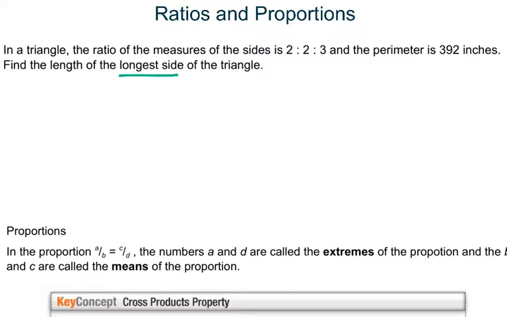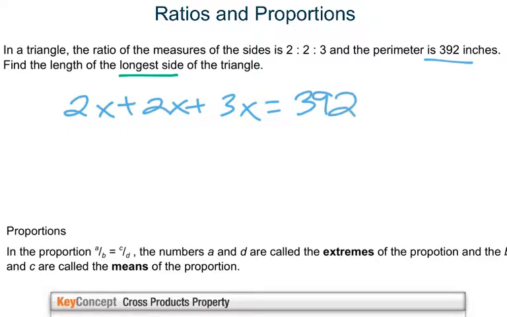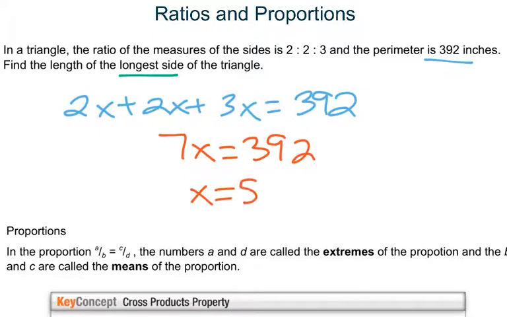Well, again, we're going to put x's behind these. 2x, 2x, 3x. But it says the perimeter is 392. Well, how do you find perimeter? Well, you just add up all the sides. It's a triangle. There's 3 of them. You get 392. So now we combine like terms. 2 plus 2 plus 3 is 7x equals 392. So when you divide that, you get 56. So x is 56.